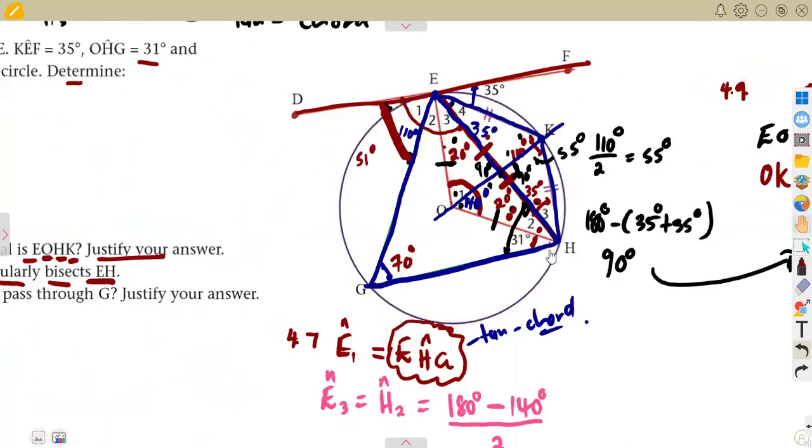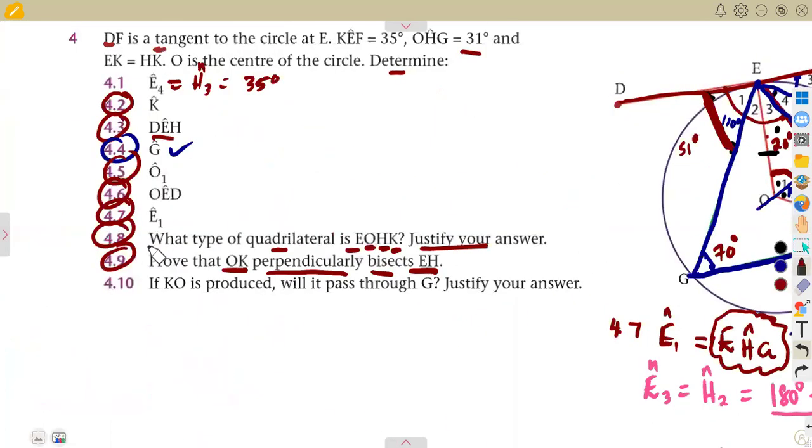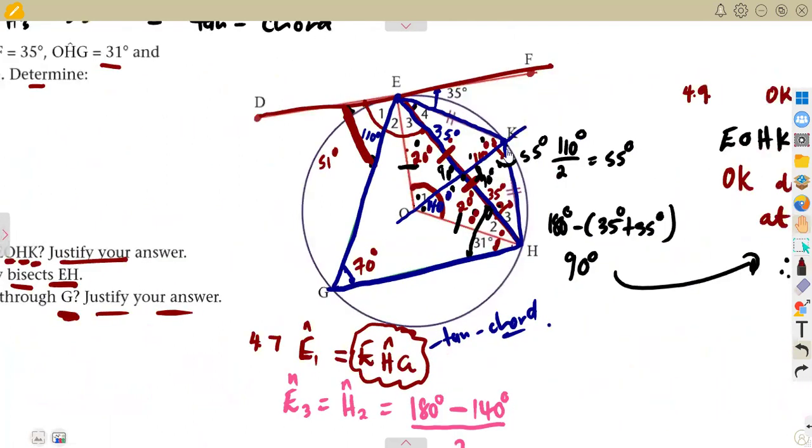All right. So what we're going to have in 4.10 is: if KO is produced, will it pass through G? Justify your answer. If this KO that we are seeing here is produced, like if you draw it, you extend it, is it going to pass through G? That is the question. You don't just draw it and say, no, it does not pass. You have to prove that.